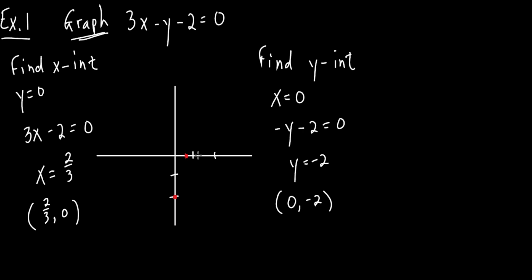And what do I do to those two points? Just connect the dots, right? And there you go. And there's my graph. That's what they want. So it goes through 2/3 on the x-axis, and it goes through -2 on the y-axis. And that's how you graph something if they give it to you in general form, which is kind of nice and easy.